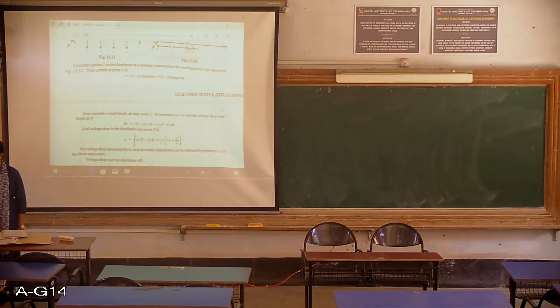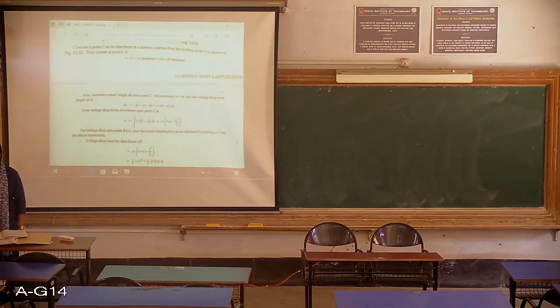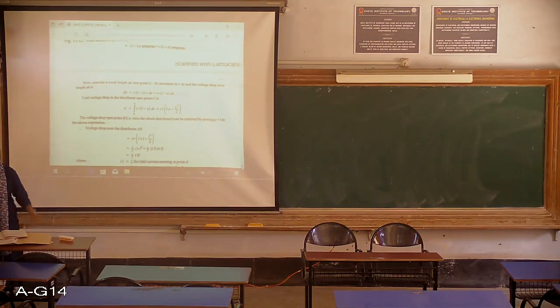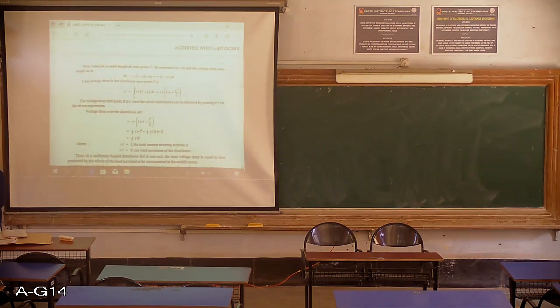So you integrate it between the limits 0 and x, you will end up with I r into Lx minus x square by 2. So the voltage drop up to point B, that is over the entire distributor, can be obtained by putting x equal to L. So now x can be anything, any distance you take. Clear? Either we can calculate for the entire distance or for whatever value they specify in the problem. So the voltage drop over the distributor AB will be, substituting x equal to L, half I r L squared. Understood? So the voltage drop will be half I r L squared.